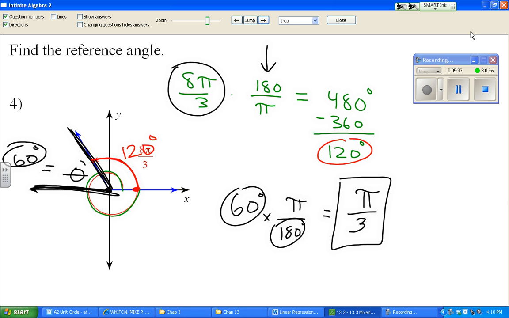I'd probably take off half a point or something if you left it at 60 degrees. You showed me you knew the process, but technically they want it in radians. So if you're going to convert to degrees, you better be able to convert back.